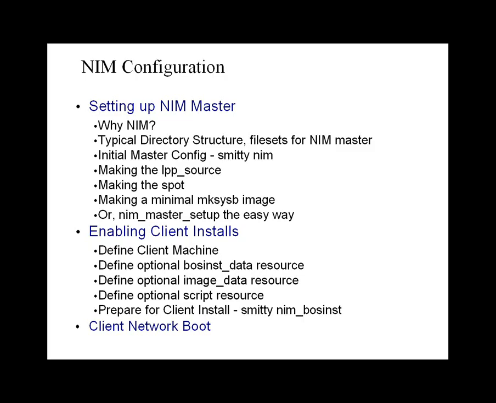And then the rest of the presentation we'll take through enabling a client install. We'll show you how to define a client machine on the master, how you might define certain optional resources for install, whether they be bosinst_data, image_data, script resources, and then we'll prepare for the client install. The operation on the master, SMITTY nim_bosinst, can also be command lined if you want. I have some scripts of that. Actually, the scripts will really cover more in the advanced tomorrow.